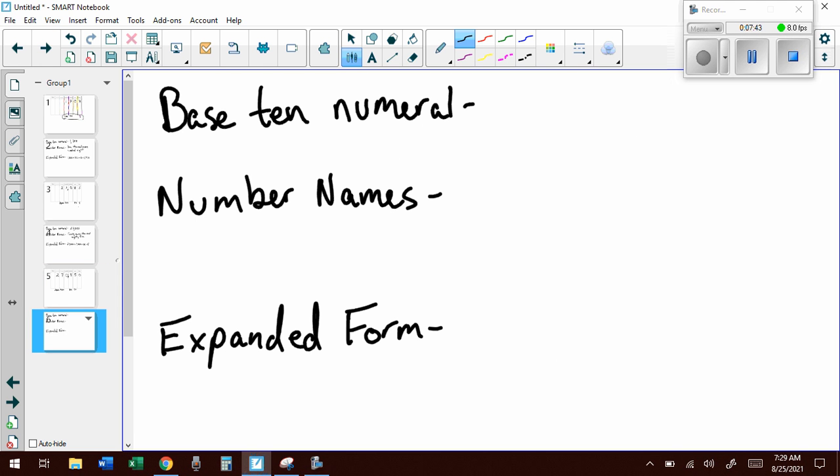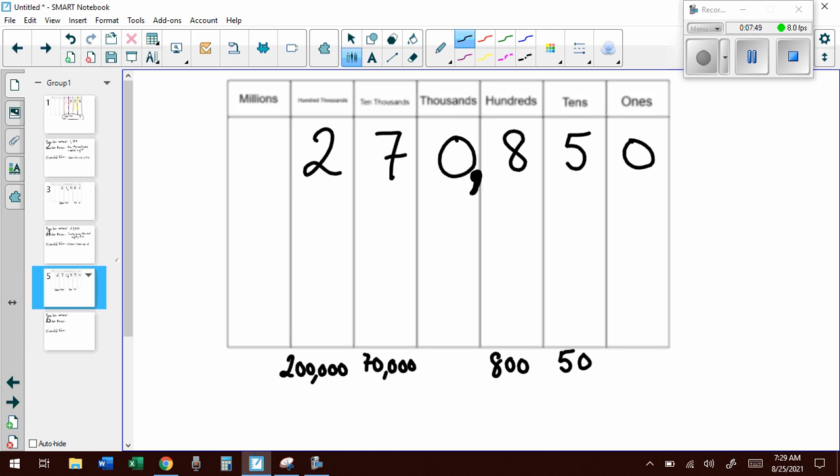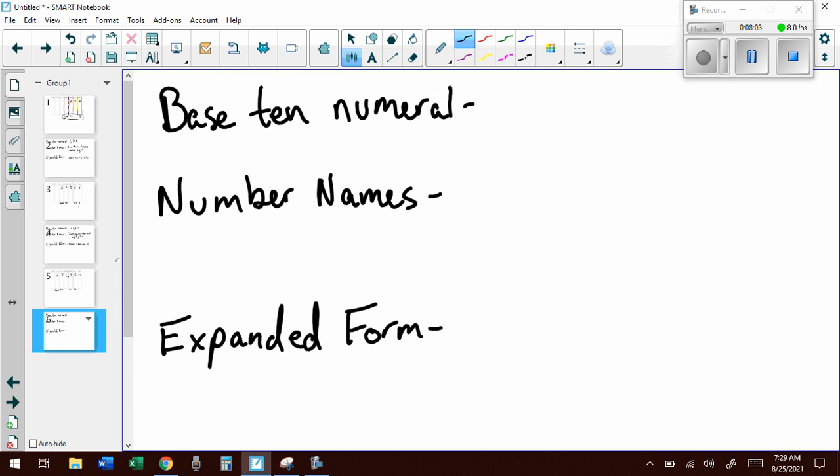When we go to write it in a base 10 numeral, you need to put those zeros in there. Otherwise, you're going to tell me that 270,850 is the same as 2,785. And that is not true. So the zeros are necessary in the base 10 numeral. And the base 10 numeral is just the way you are familiar with numbers. 270,850. See, we have the zeros in there so that when you write it as a base 10 numeral, you know what number you're writing. You know the value of that number.